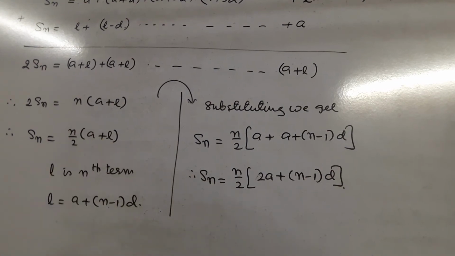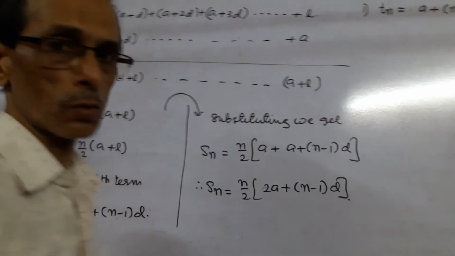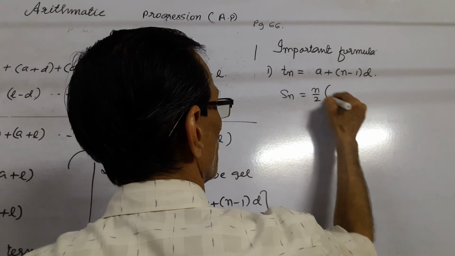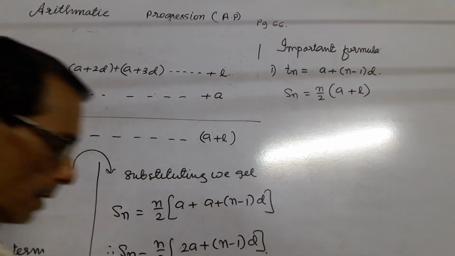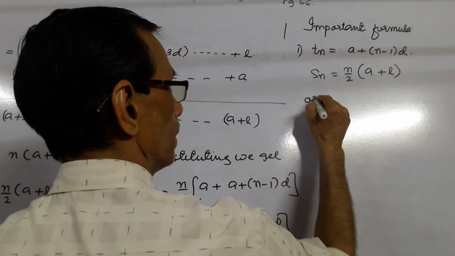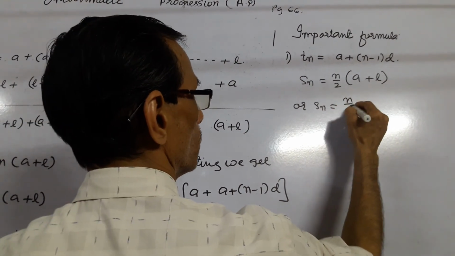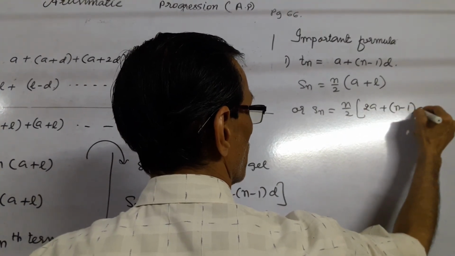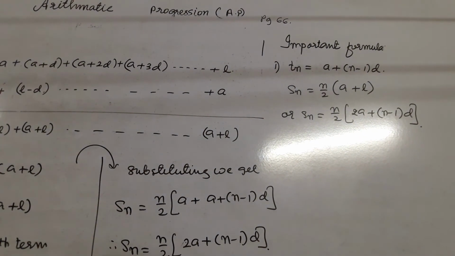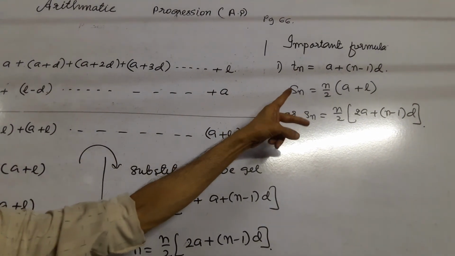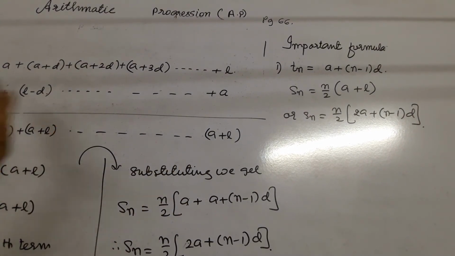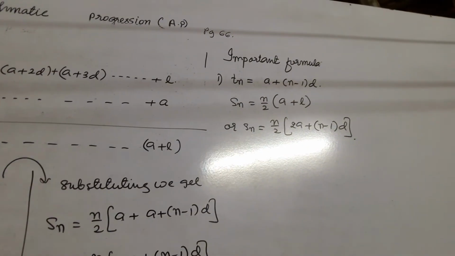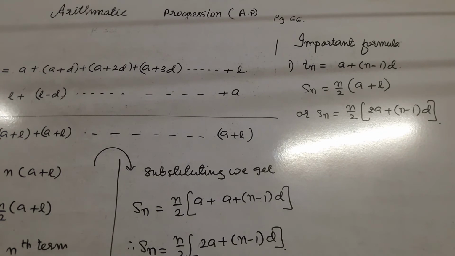So far we have three formulae. First, Tn is equal to A plus N minus 1D. Second formula, you can write Sn equal to N upon 2 bracket first term plus last term. Or you can also write Sn equal to N upon 2 bracket 2A plus N minus 1D. These two formulae are for the addition of the terms. If we are asked to find the addition of 5 terms or 10 terms or 100 terms, then we can take this formula for the addition. Copy this.